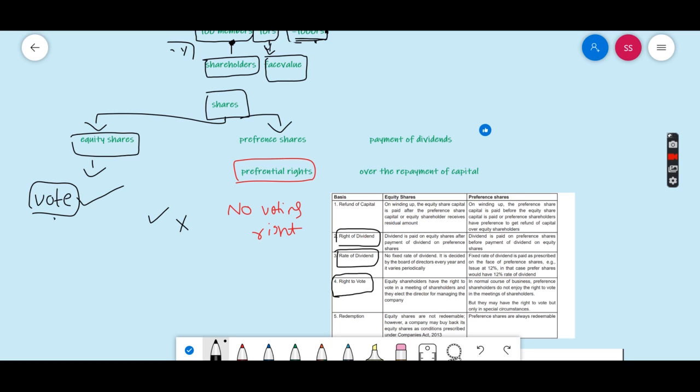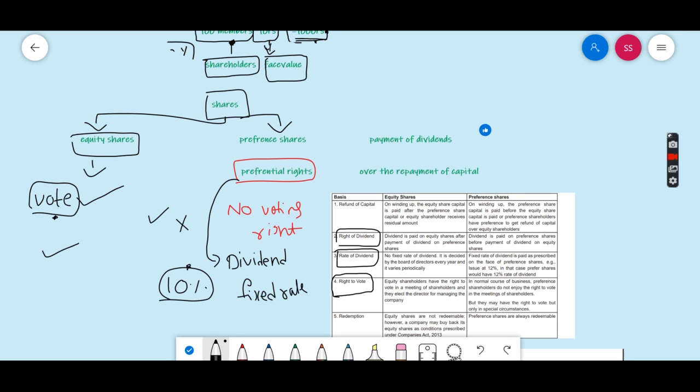Equity shareholders are like the owners of the company, right? But if there is any dividend, first the company has to pay dividend to the preference shares. And then if there is any left over, we pay it to the equity shares. And the rate of dividend for preference shareholders is a fixed rate. If you have promised 10% while issuing the preference share, then you will pay exactly 10% to them.